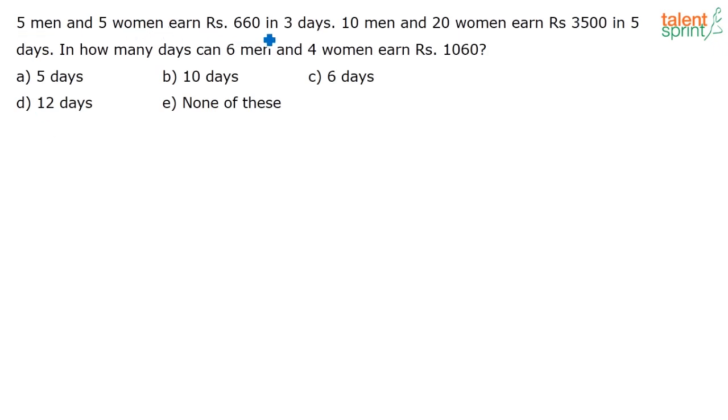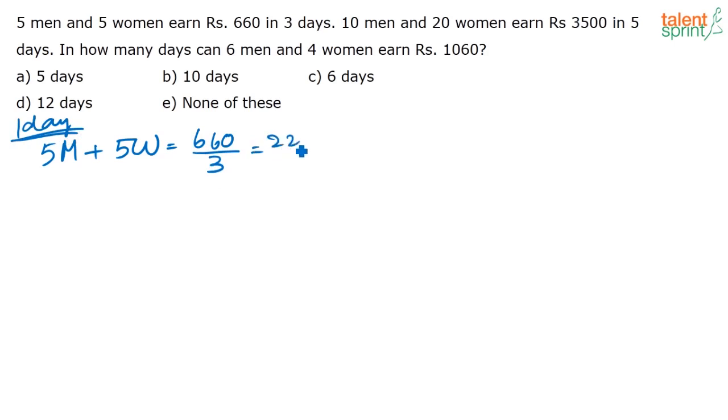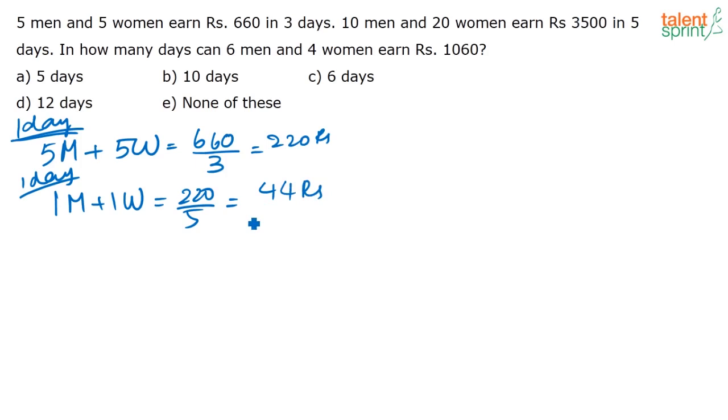5 men and 5 women earn rupees 660 in 3 days. Okay, so what is that? 5 men and 5 women, right? Together they earn 660 rupees in 3 days. So in 1 day, how much will they earn? In 1 day, 5 men and 5 women will earn 660 by 3, or that is equal to 220 rupees. Or from this, what can I say? 1 man plus 1 woman in a day, right? In 1 day 1 man and 1 woman will earn how much? 220 by 5, correct? Or that is equal to 44 rupees, correct? 220 by 5 is 44.